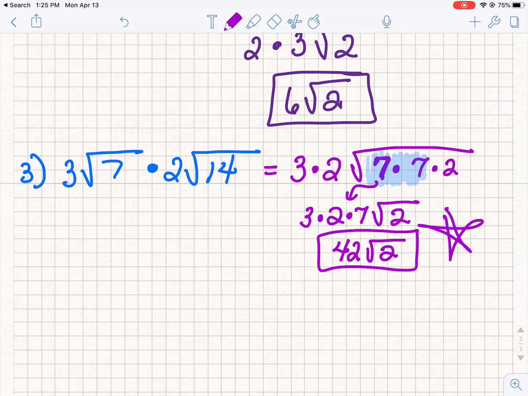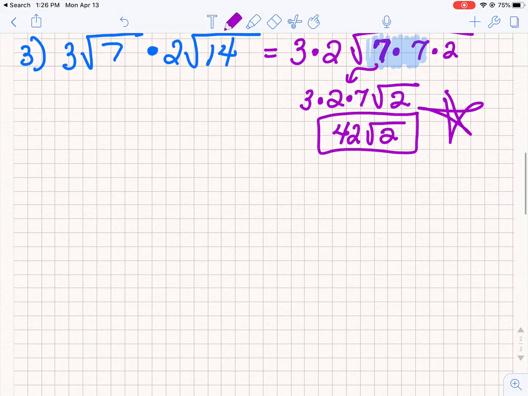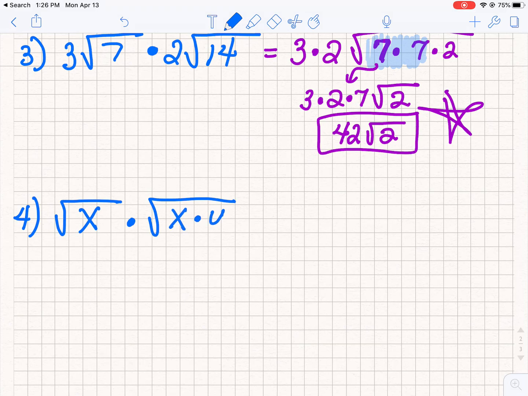Okay, so let's add some letters to this fun situation. Okay, number 4. Root x times root x times y. Try that one. I bet you can figure it out. Pause it, see what you can do. Again, on the outside of this is just an invisible 1.